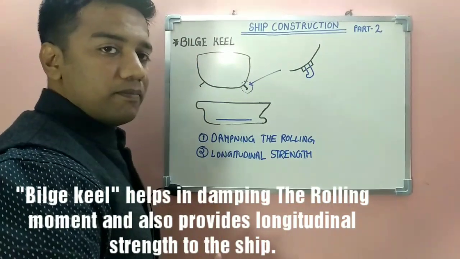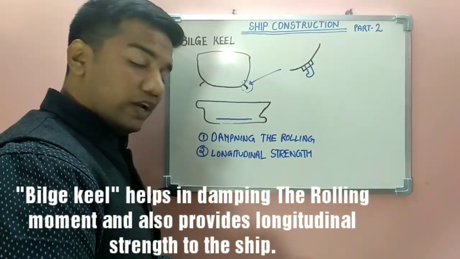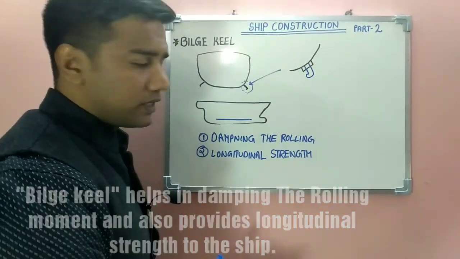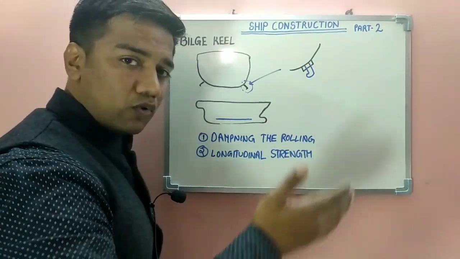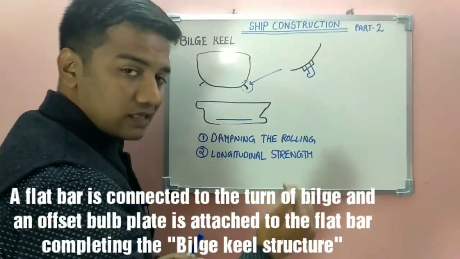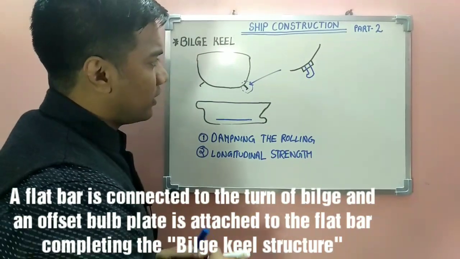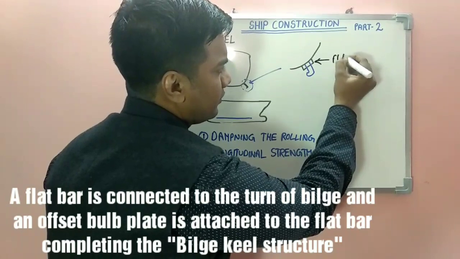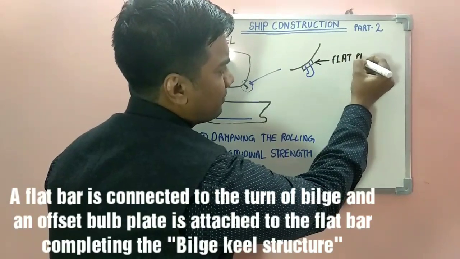So the bilge keel dampens the rolling movement and provides longitudinal strength. Now let's see how this structure is constructed. This is the turn of bilge, as we all know. The plating is connected over there. This is the flat plate bar.